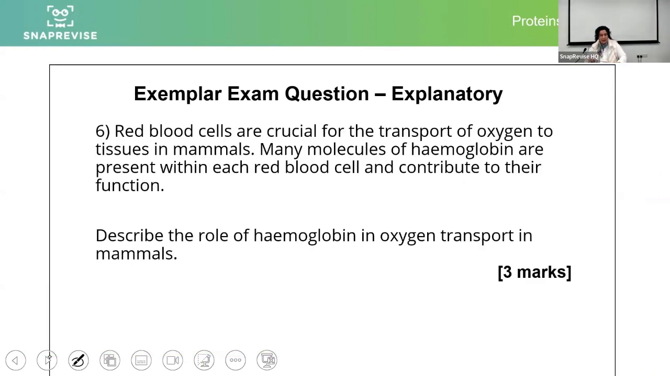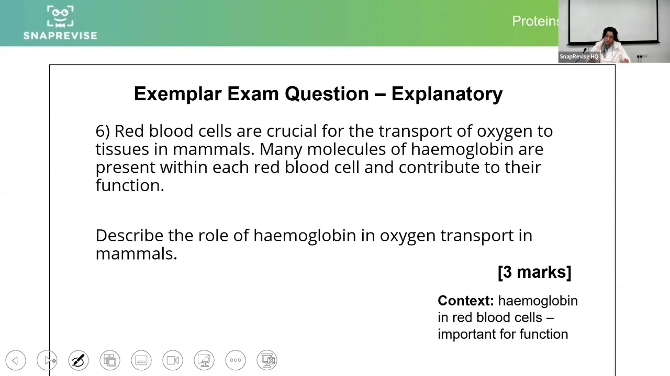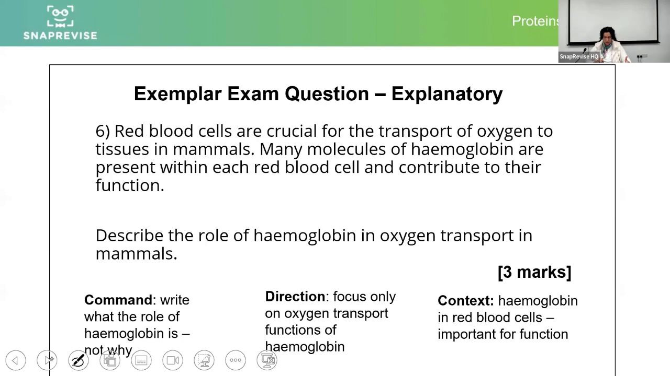Let's have a look at a classic exemplar question. Red blood cells are crucial for the transport of oxygen to the tissues in mammals. Many molecules of hemoglobin are present within each red blood cell and contribute to their function. Describe the role of hemoglobin in oxygen transport in mammals. 3 marks, only describe, no explain. What is my context? Hemoglobin in red blood cells, and the fact that it's important for cell function. What is my command? To write out the role of hemoglobin, not why. And what is my direction? Only focusing on the oxygen transport functions of hemoglobin.